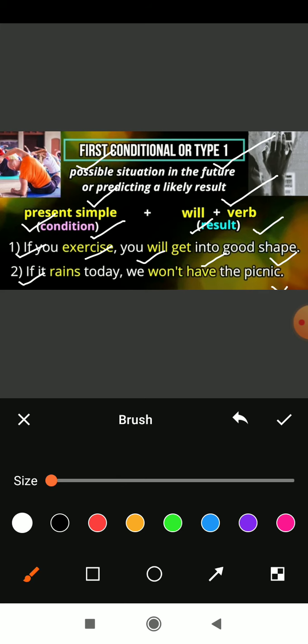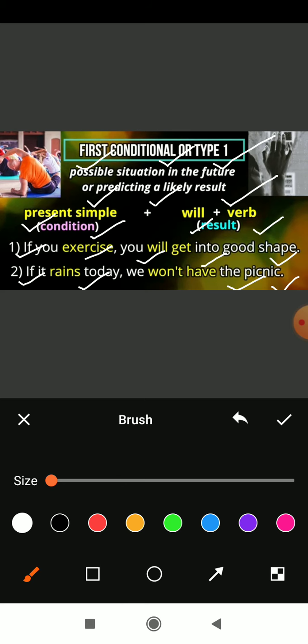This one says: if it rains today, we won't have the picnic. If it rains today is in the simple present. We won't have the picnic, meaning we will not have the picnic. See the same formula, but here the sentence is in negative form because not is used. We will not have the picnic. So these two examples are best suitable for the first conditional, or type 1. Okay, understood? Here you have to memorize this definition.